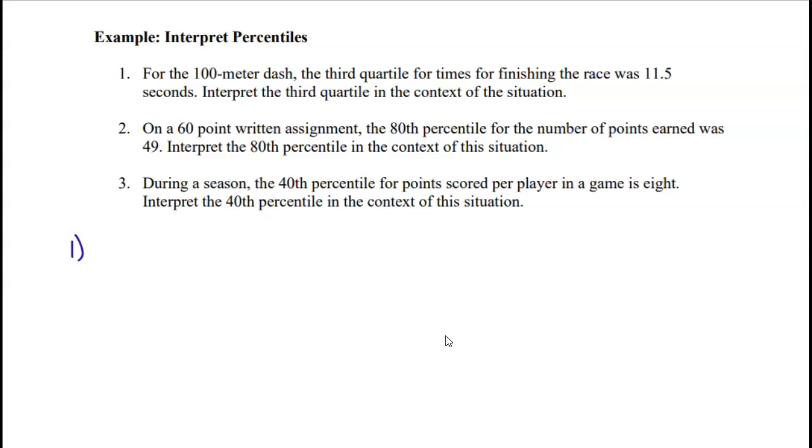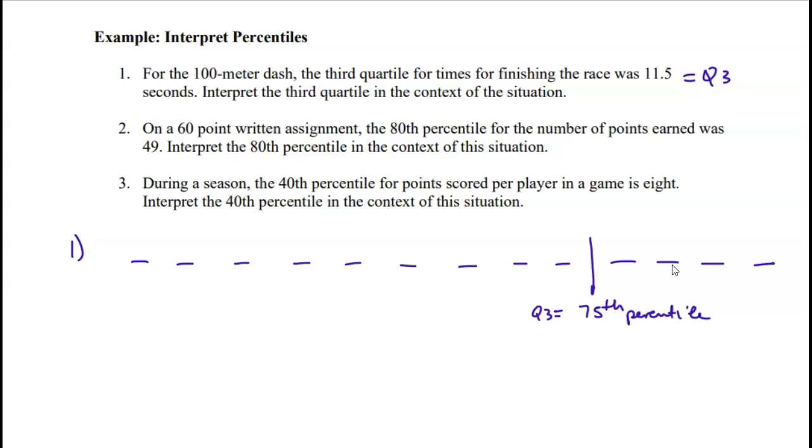Number one says, for the 100-meter dash, the third quartile for times for finishing the race was 11.5 seconds. So this was Q3. Interpret the third quartile in the context of the situation. Basically your data set consists of finishing times for a race. Think of each of the dashes as how many seconds it took the people to run 100 meters. The third quartile is somewhere up here because Q3 means the 75th percentile.